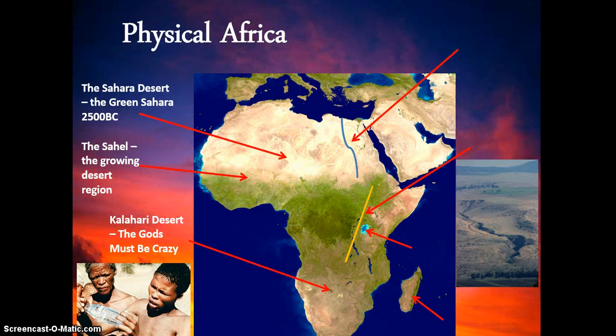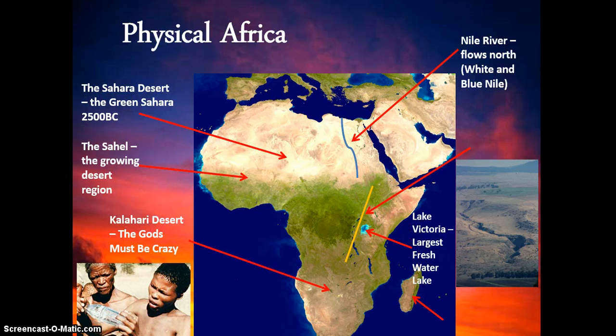The Sahel is the western part of Africa, and the interesting thing about the Sahel is that the Sahara Desert is actually growing and overtaking parts of this region. The Nile River, which flows north and empties into the Mediterranean Sea, two main tributaries being the White and the Blue Nile. Lake Victoria, you can see here, is the largest freshwater lake in Africa.